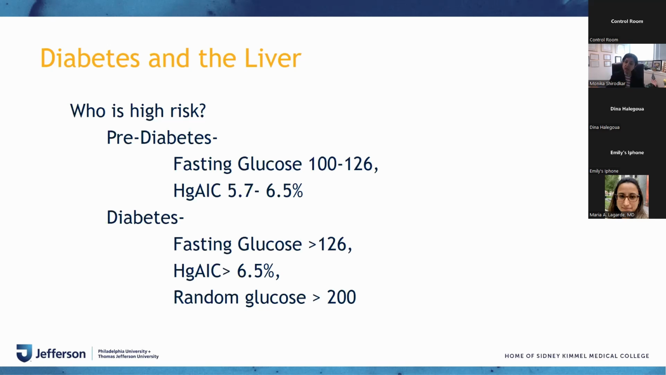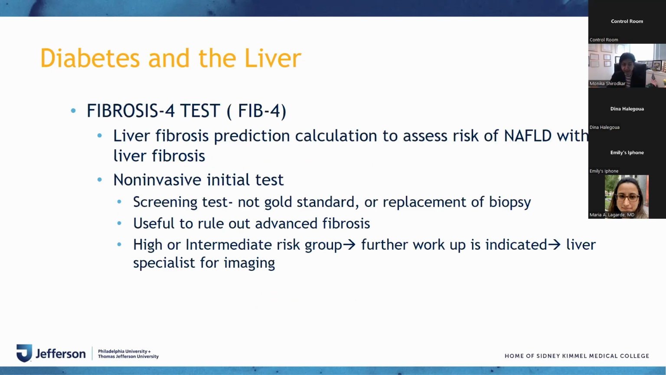And then also, it's not just our diabetics that are not under great control. So even if you're a diabetic and you're on medication and your blood sugars are at goal and your A1C is at goal, you're still going to be at risk for fatty liver. So once again, just have that discussion.